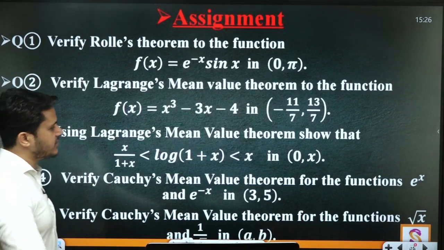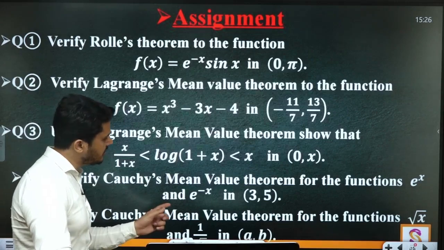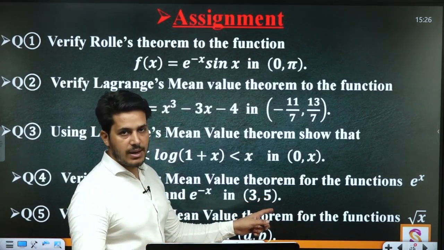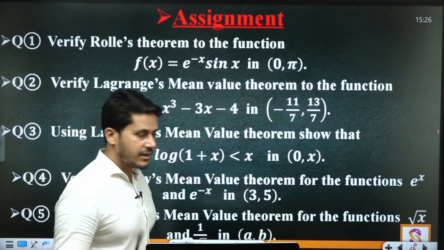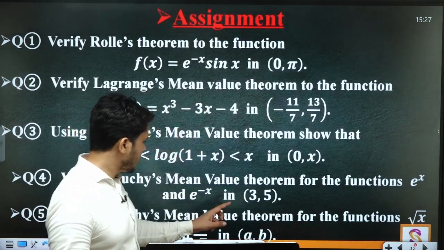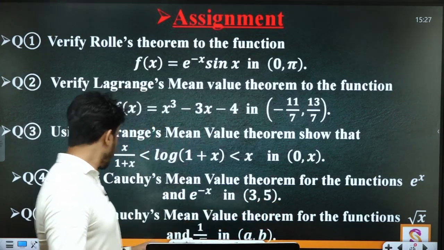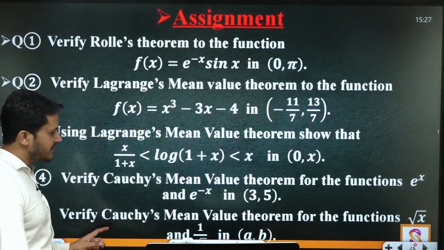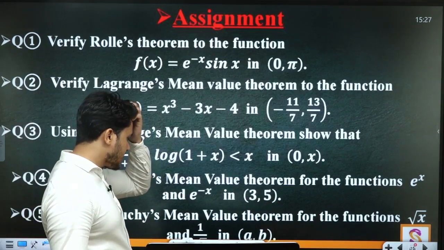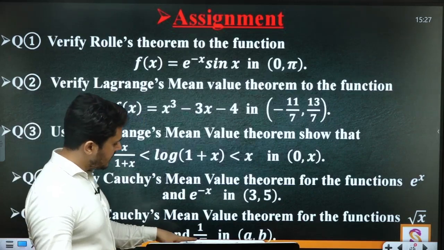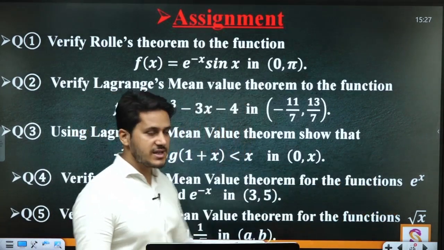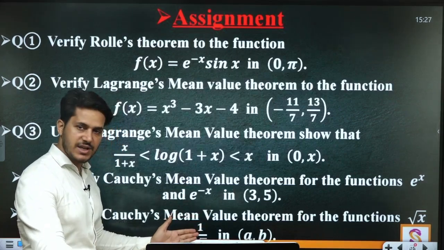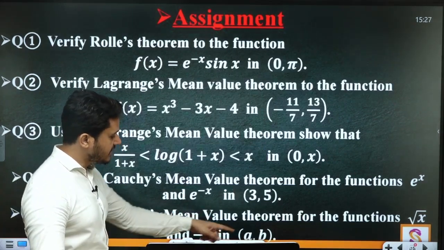Verify Cauchy's mean value theorem for the function e to the power x and e to the power minus x in 3, 5. You will get an answer for the interval 3, 5. Last one, Cauchy's mean value theorem for the function root x and 1 upon root x. One function is root x and another function is 1 upon root x. ये slide के पीछे आ गया, कोई बात नहीं, 1 upon root x in the interval a, b.